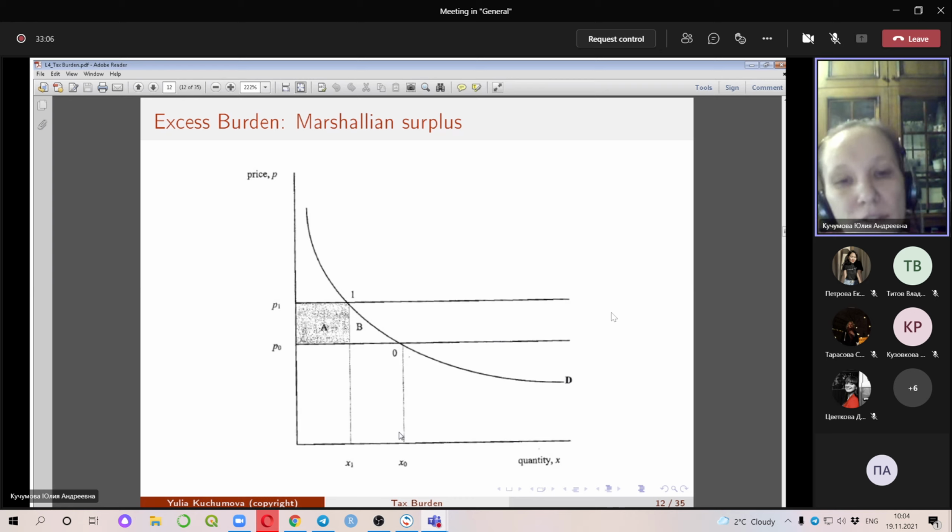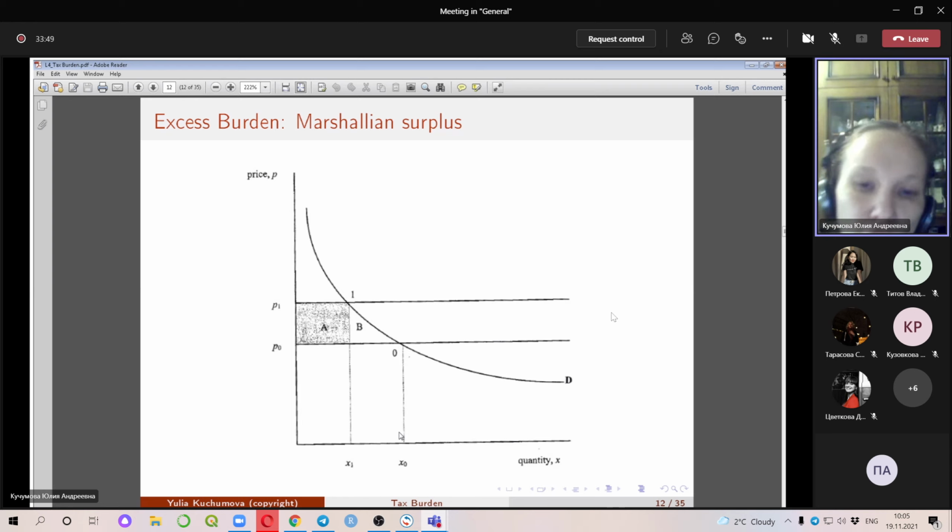What is the tax that the government collects? It's represented on this figure by area A, right? Why? Because it's equal to the tax multiplied by the quantity of the good. Quantity of the good is X1, so it's the width of this rectangle, right, and the height of this rectangle is the difference between P1 and P0.